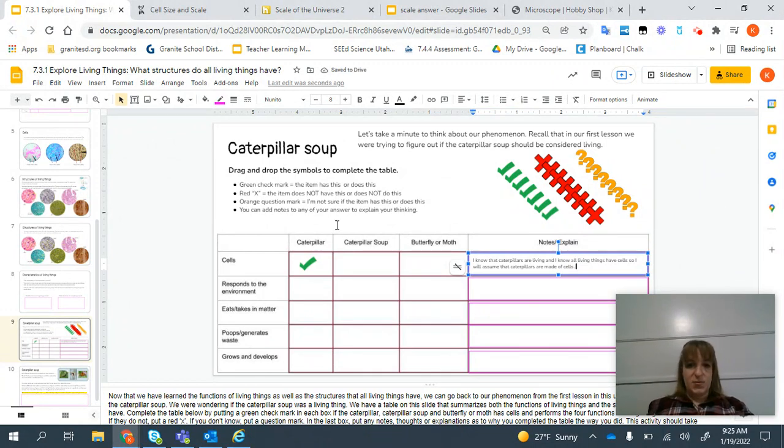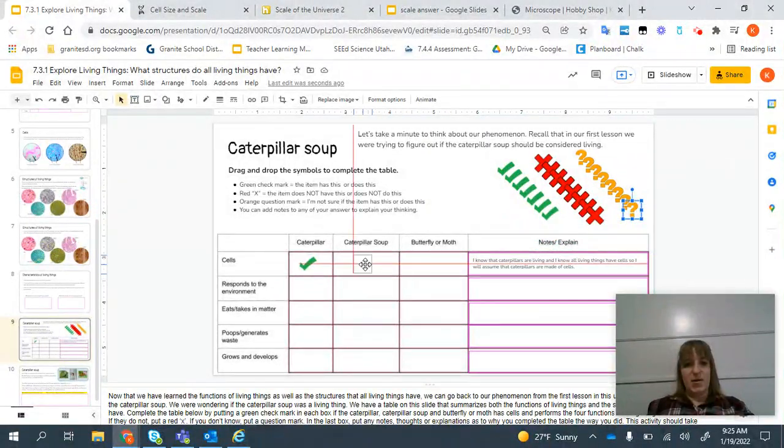And then let's go to the next one over, caterpillar soup. I don't know if it's living, so I don't know if it's made up of cells. So I'm going to put a question mark there. And then with the butterfly and the moth, I know that they are living, so again, I'm going to assume that they are made up of cells. So I'm going to add that to my notes here.